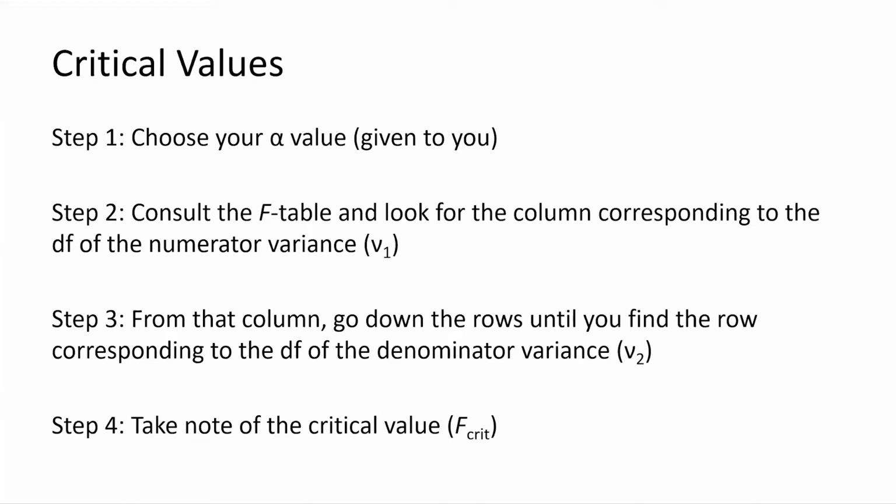These values work the same way that they did for our t-tests. If our F-calc is more extreme than our critical value, then we reject the null hypothesis and we say that our variances between the two samples are unequal. If our F-calc is less extreme than our F-crit, we say that we accept the null hypothesis and our variances are approximately equal.